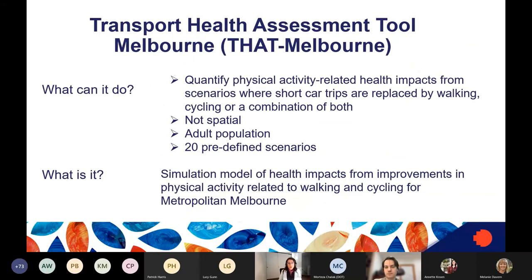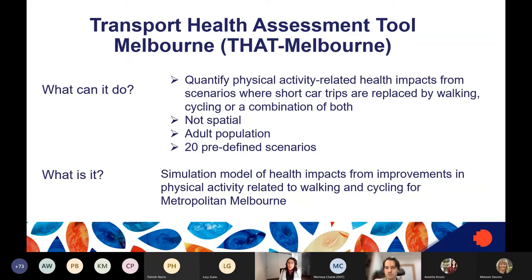Now, into the Transport Health Assessment Tool for Melbourne. What our model is doing is quantifying the physical activity related health impacts from a scenario where short car trips are replaced by walking, cycling, or a combination of both. This is not spatial. It's for the average Melbourne population. That is to say, you cannot go and check what's happening in your local area.